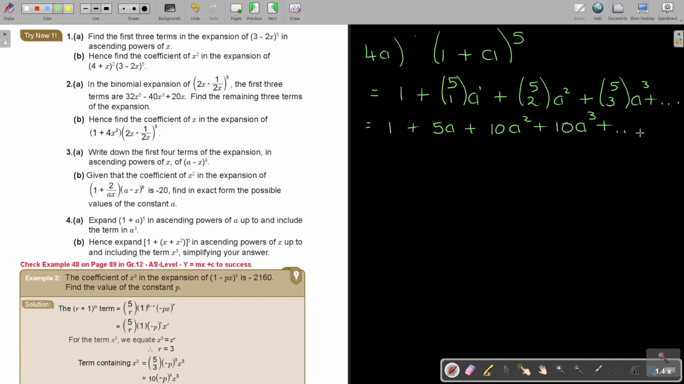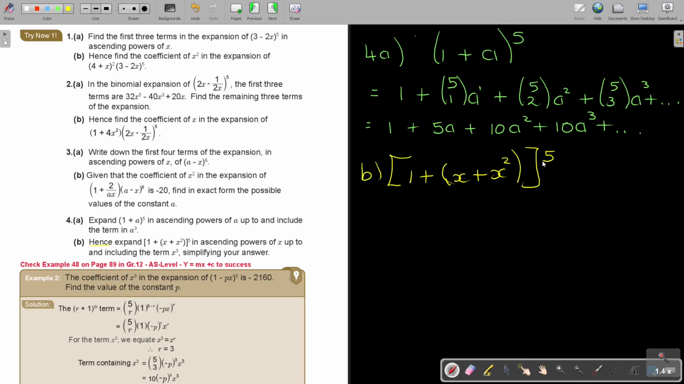Now I go to part B. Hence, so they want me to use that answer. This is very important. They want me to use A. And they start with a bracket like this: (1 plus x²) close, and that will be to the power of 5.